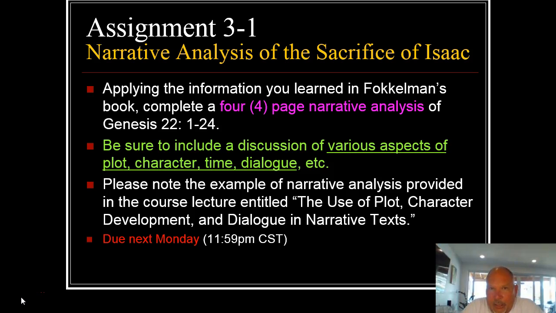I think that's the easiest way to begin your paper, and then to move into a discussion section that might be a page and a half, bringing in outside research and discussion into that passage, bringing it all together into what you believe God intended us to learn from that passage. Be sure to include a discussion of various aspects of plot, character, time, dialogue, etc. Please note the example of narrative analysis provided in the course lecture entitled The Use of Plot, Character Development, Dialogue in Narrative Text should be able to help you in this assignment.